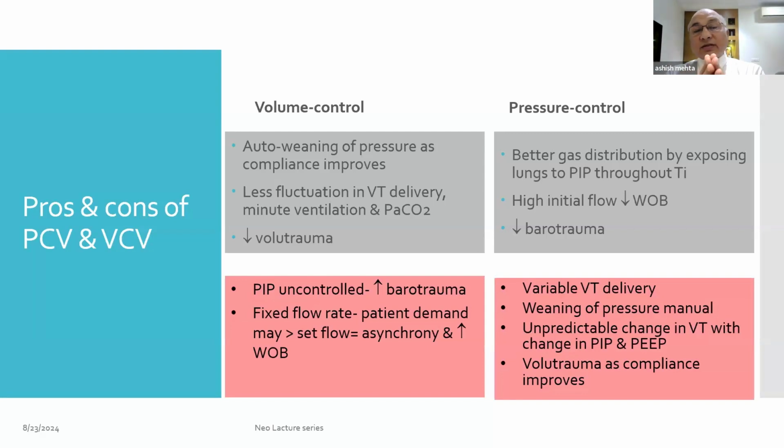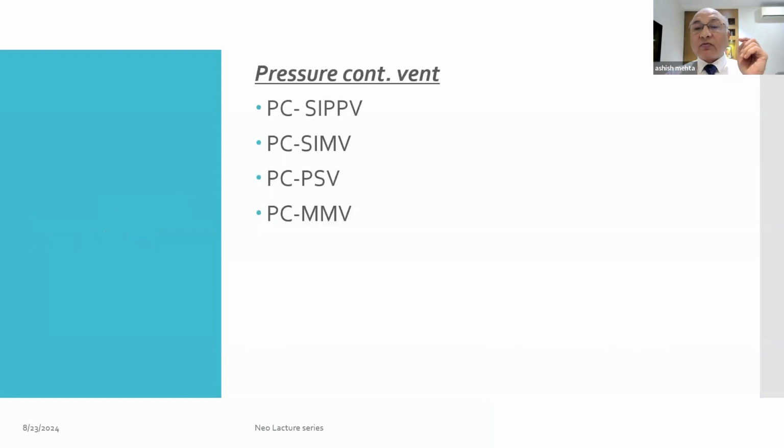But the problem is volume trauma. With pressure control mode, how much volume has been delivered, particularly when the lungs are getting better, no one knows. As we have seen, with improving compliance, the pressure control mode will end up delivering more volume, and that is a problem with volume trauma.